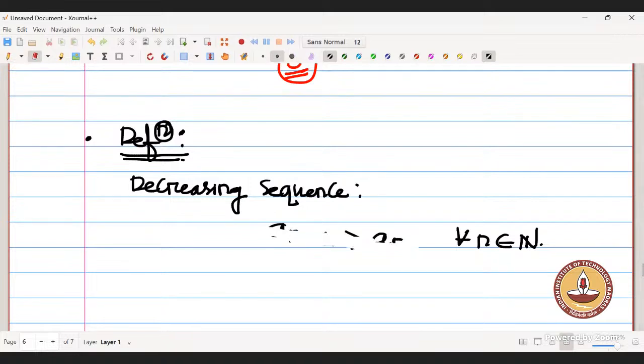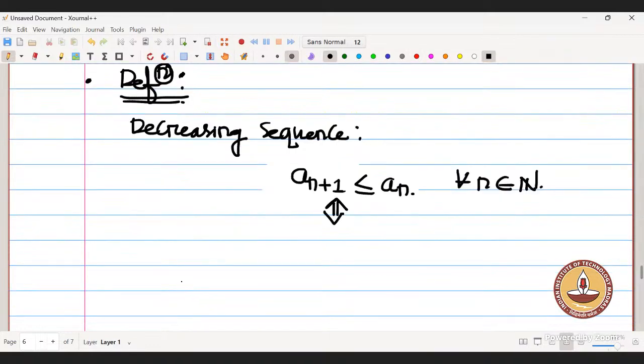So for a decreasing sequence, what do you need to write? a_{n+1} should be smaller than or equal to a_n. a_{n+1} should be smaller than a_n, right? Right, sir. When is this possible? When a_n minus a_{n+1} is greater than or equal to zero.